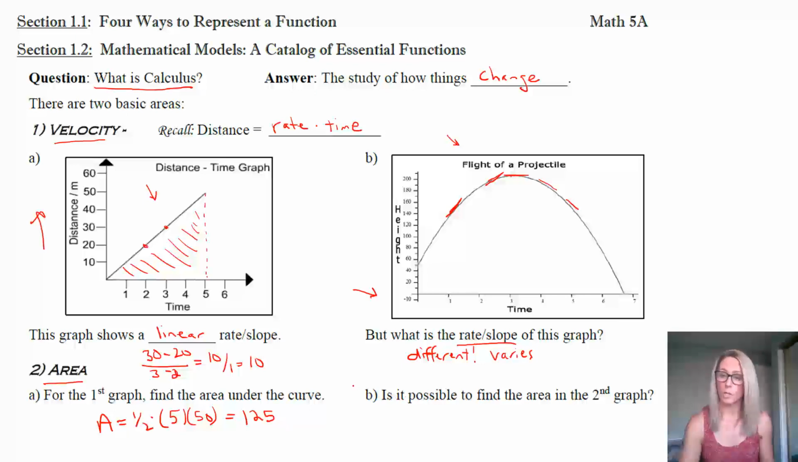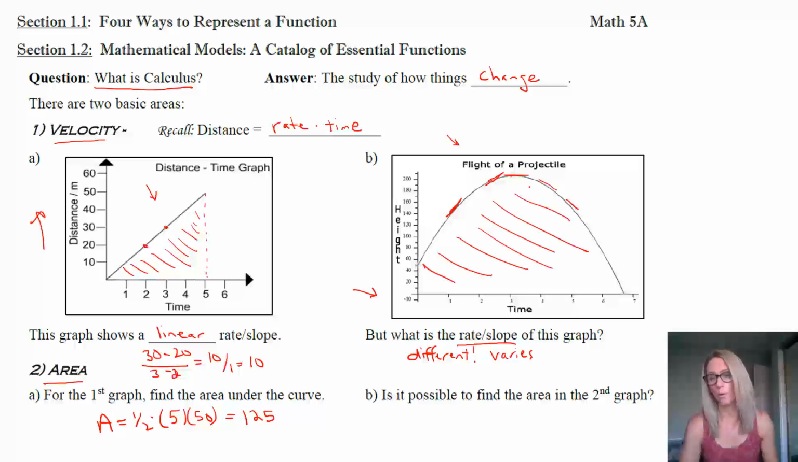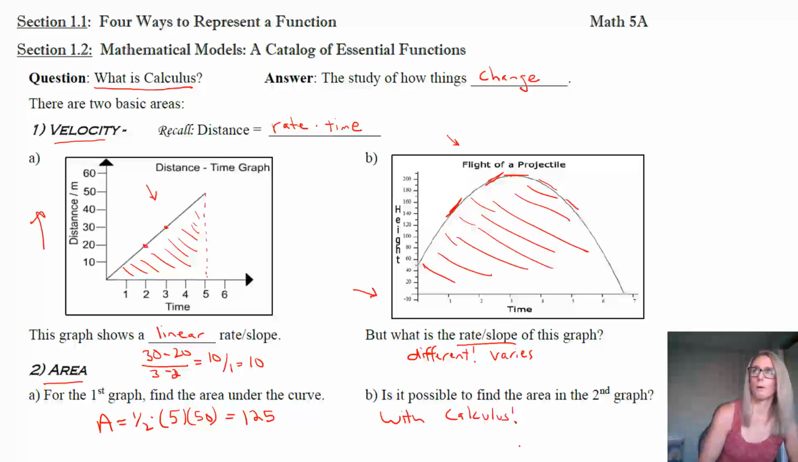But if we ask that same question for B, is it possible to find the area in the second graph? It becomes a lot harder. We no longer have a geometric shape like a circle or a square or a triangle that we can pretty easily find the area of. So instead, what we do is we use calculus to do this. And again, that shows up around chapter 4. So we'll be doing that then.